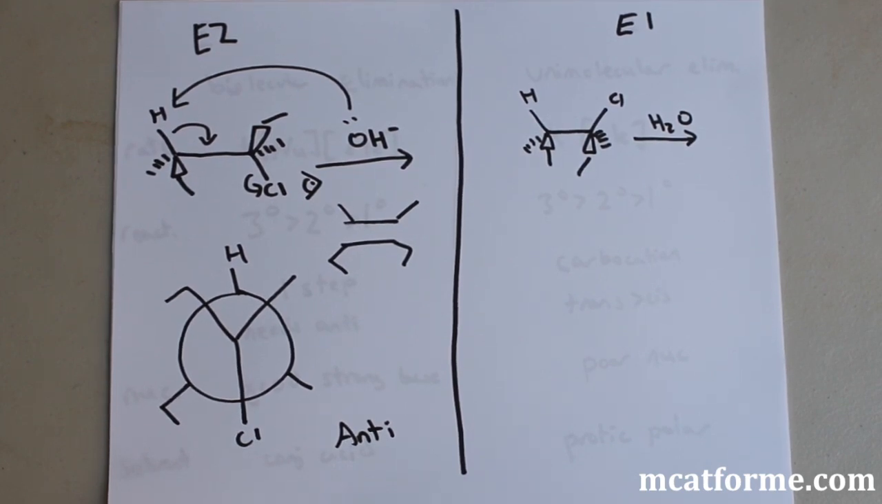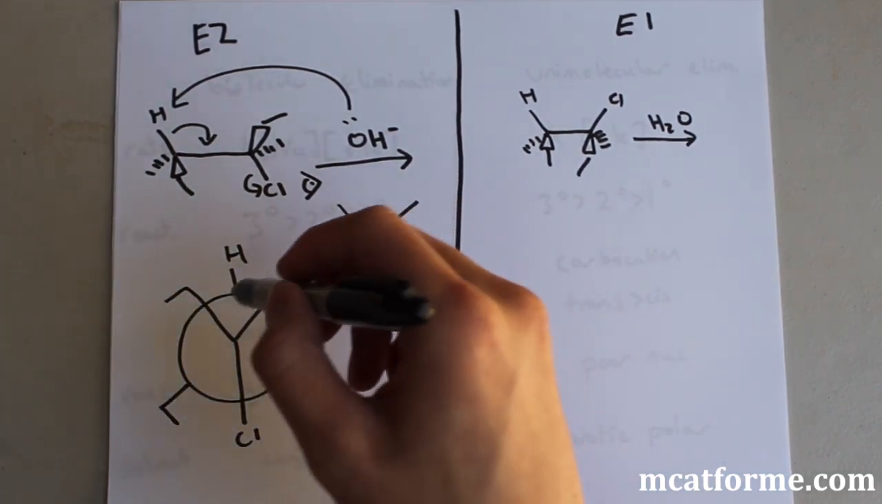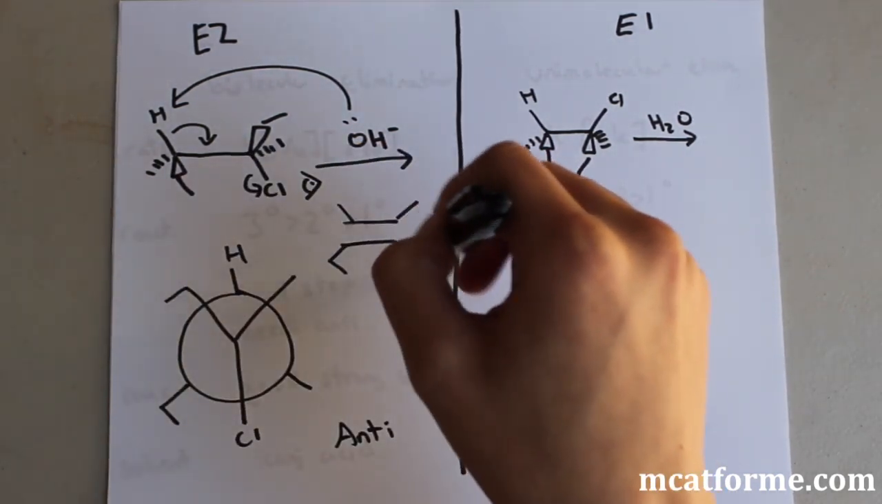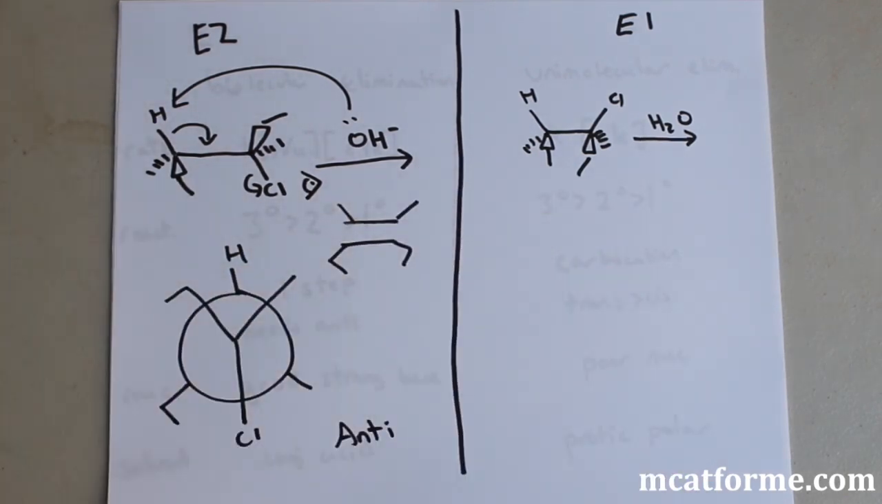Because of that, if we were to form this right here, we would have this ethyl group on the top, and we would have the other ethyl group on the same side. Because in the Newman projection the ethyls are on the same side, they also have to be on the same side in the alkene molecule. And we'll see that that's very different from the E1 mechanism.